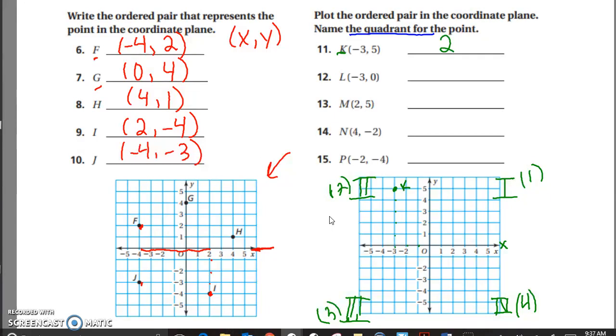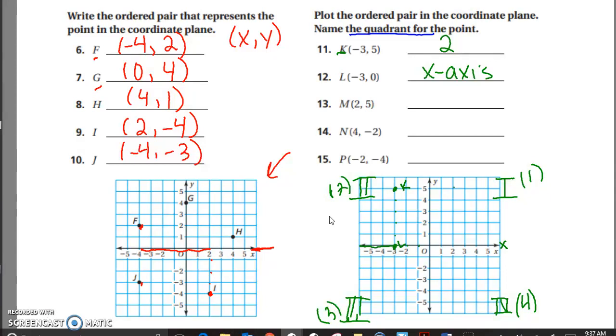Okay, point L goes -3, 1, 2, 3, and it stays at 0. So we put it right on that x-axis, label it L. Now this technically isn't in a quadrant. If it's on the x or the y-axis, you just tell us that it's on the x-axis, right here on that x-axis there. Okay, next one, number 13, M is at 2, 5, so 1, 2, and then up 5.